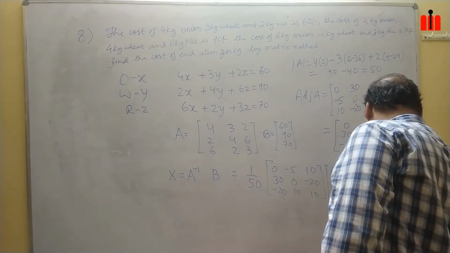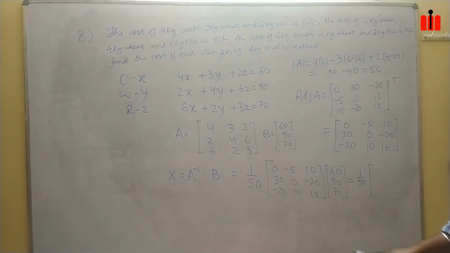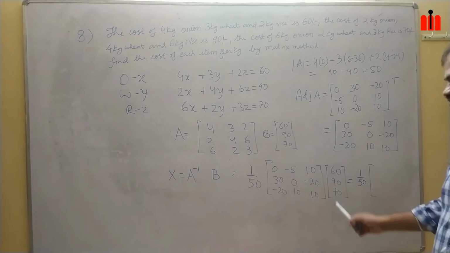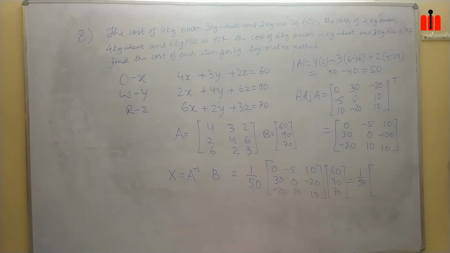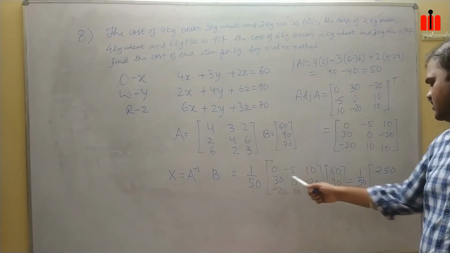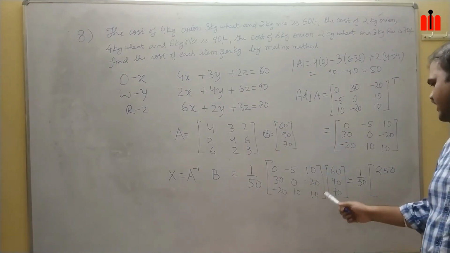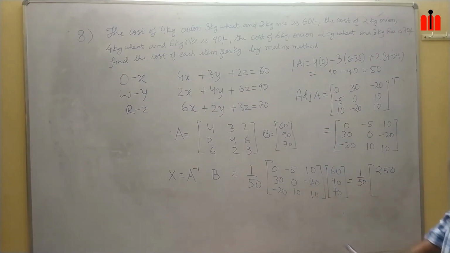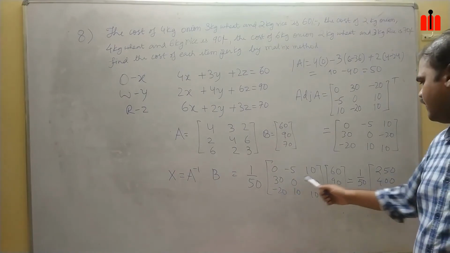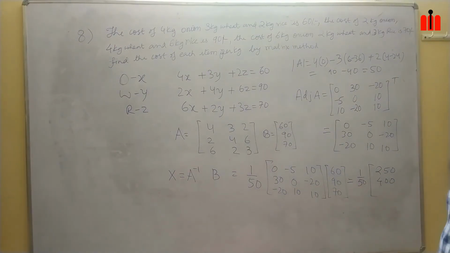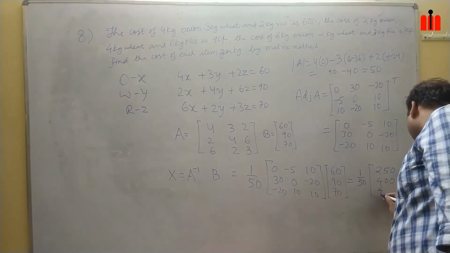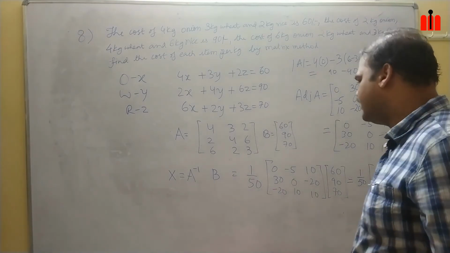So it will be 1 by 50 into 0 into 60 is 0, minus 5 into 90 is minus 450, minus 450 plus 700. So 700 minus 450 is 250. So it will be 250. 30 into 60 is 1800. 0 into 90 is 0. 1800 minus 1400 is 400. So it will be 400. Now here, minus 1200 plus 900 is minus 300. Minus 300 plus 700 is 400. So it will be 400.